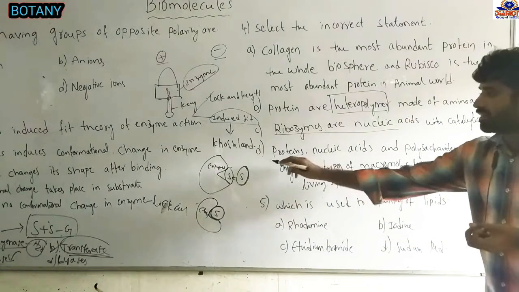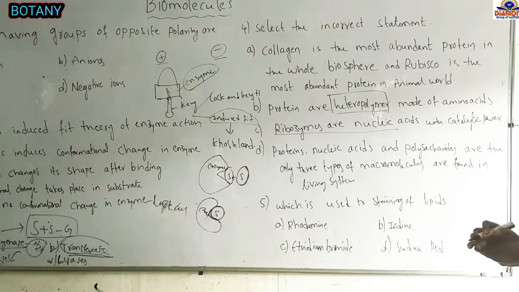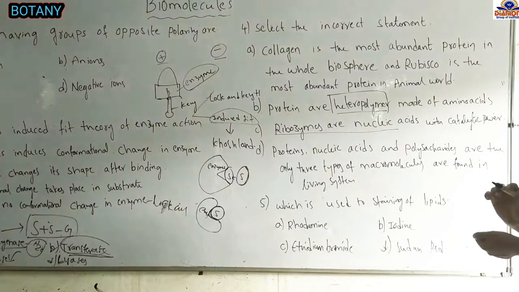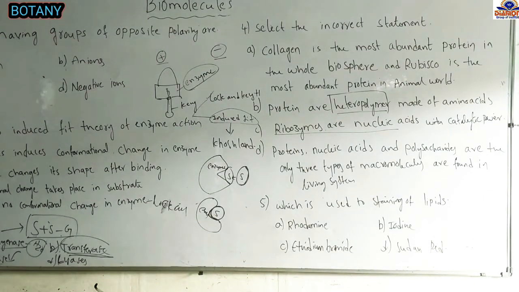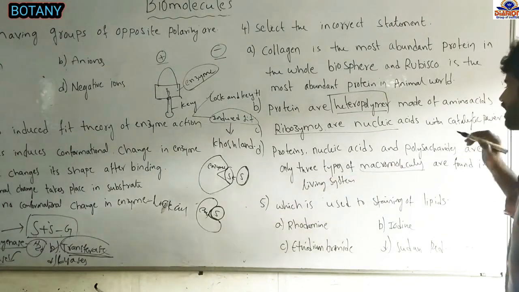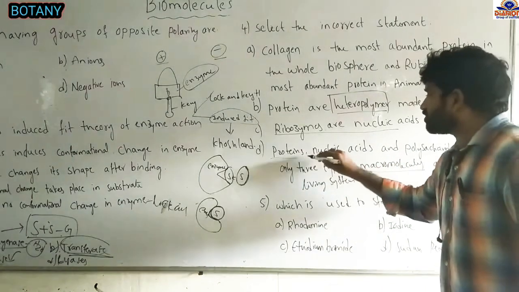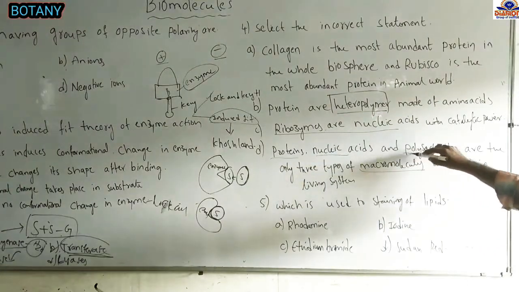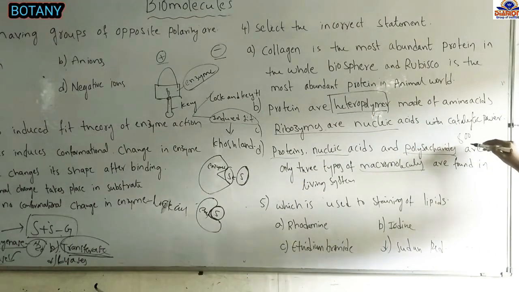And option D: proteins, nucleic acids, and polysaccharides are the only three types of macromolecules found in living systems. They are mentioning macromolecules. Macromolecules means the molecular size is more than 800 Daltons.